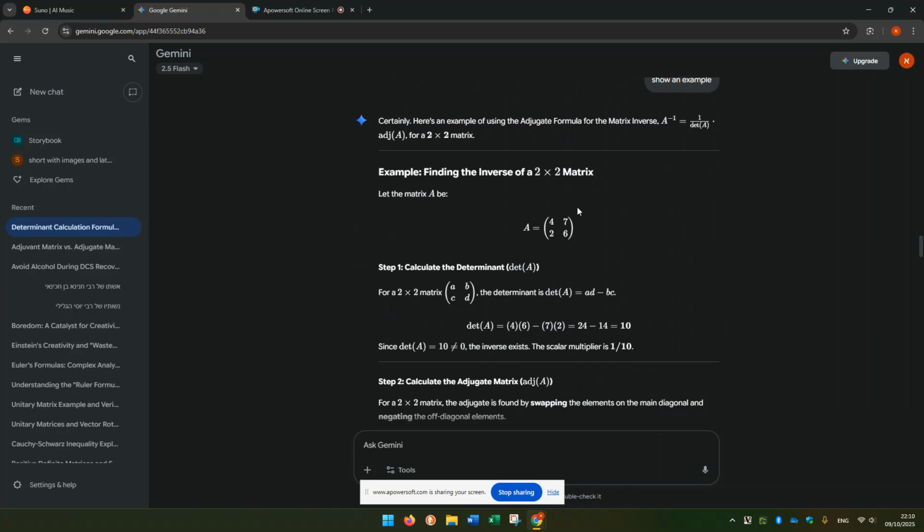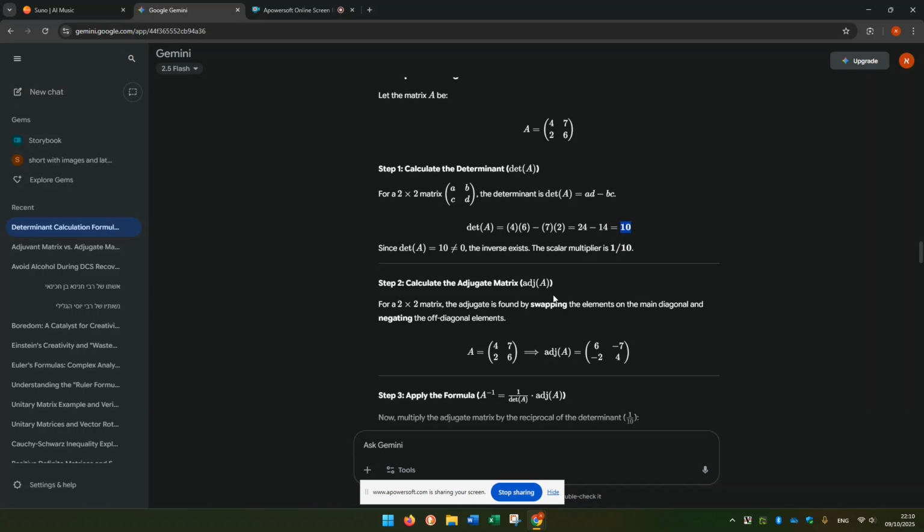This is the matrix. So we need 1 divided by the determinant. So let's calculate the determinant: 4 times 6 minus 7 times 2, getting 10. So it's 1 divided by 10. And the adjugate is very simple right over here. Of course, you can take the submatrices. For example, for the first row and column, you take off the first row and the first column. What is left is 6. The determinant of 6 is 6. So for the first value, you get 6.